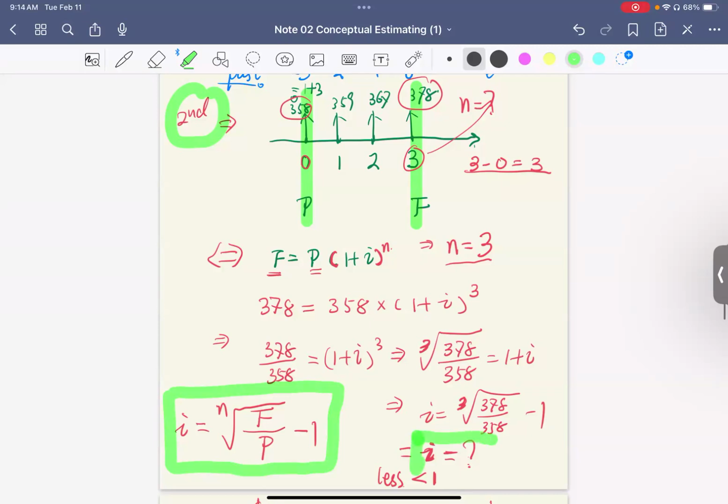Please give me the result here. We need to use 378 divided by 358. The cubic root of that is 1.018, and then when you subtract 1, it's 0.018. Do you want 4 decimal places? Yes, 4 decimal places, and it's a 2 after that.